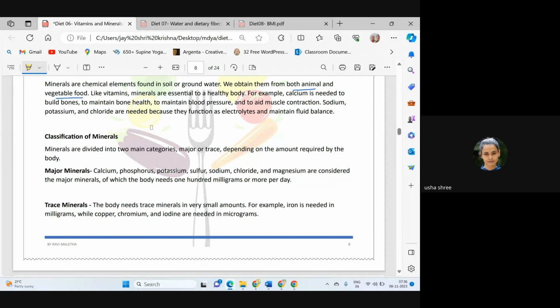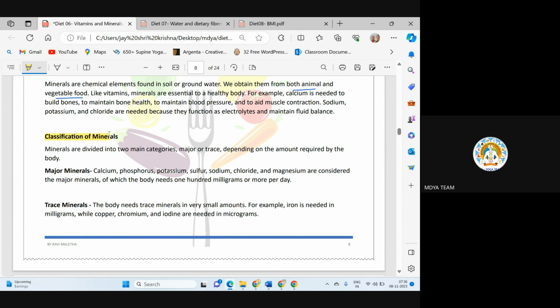So vitamins are organic and minerals are inorganic. Yes, vitamins are organic, means they have to be synthesized in some living creatures, that may be plant, that may be us, that may be any animals, but minerals can be found in earth crust. They are inorganic elements. So minerals are also very much required for normal functioning of our body.